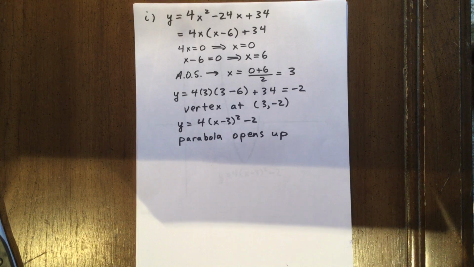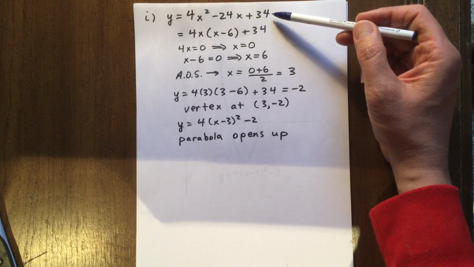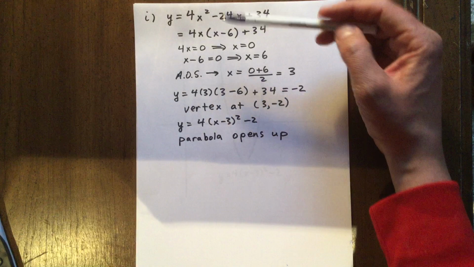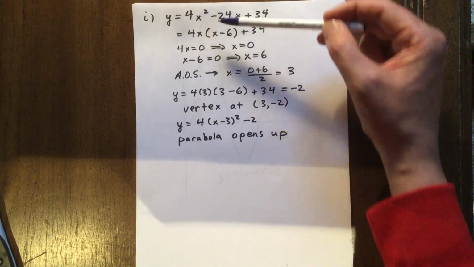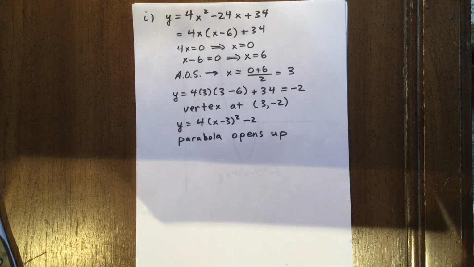So let's start with y equals 4x squared minus 24x plus 34. The first step is to factor ax from the first two terms. So I factor 4x from the first two terms, and I'm left with x minus 6. 4x times x minus 6 is 4x squared minus 24x.